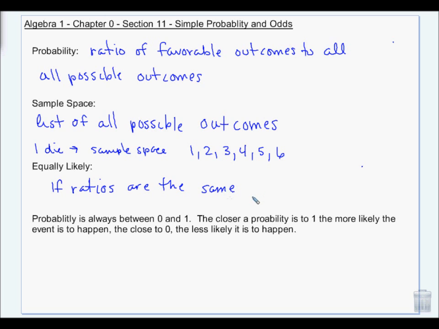So if I take one die and I just roll it, right? It's equally likely that I could roll any one of those numbers, because each number only shows up one time and there's only 6 sides. So that's equally likely. Unless, of course, you have some weird trick dice, and then that changes everything. But if you have a normal one, any side is equally likely to come up on top.